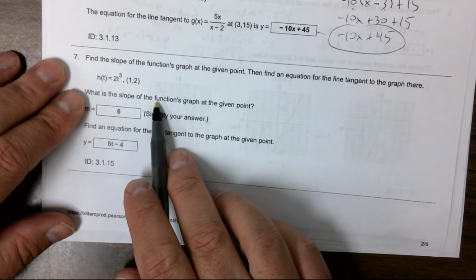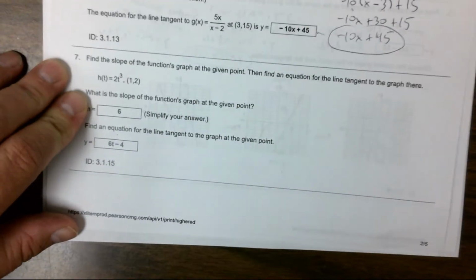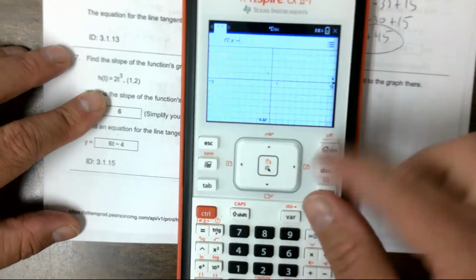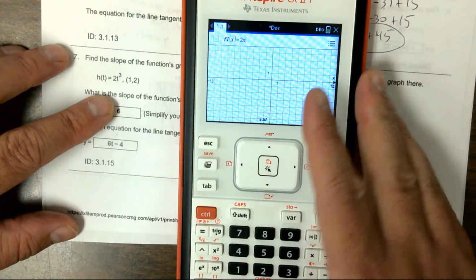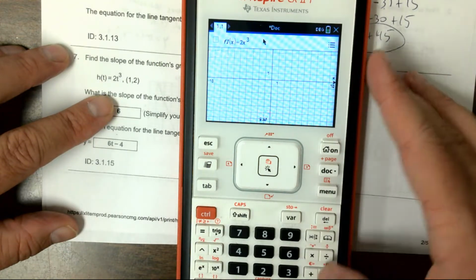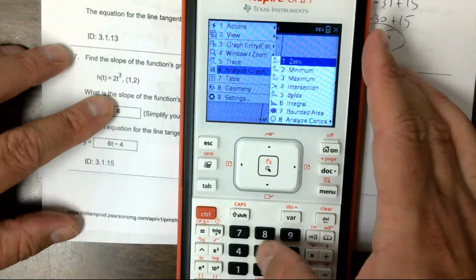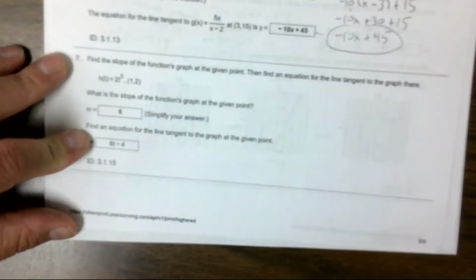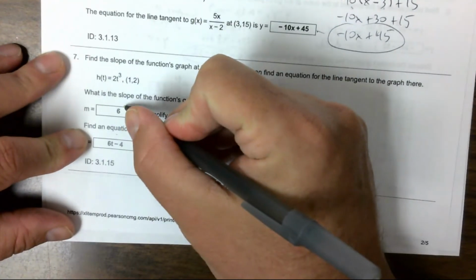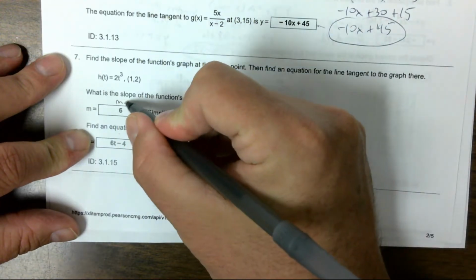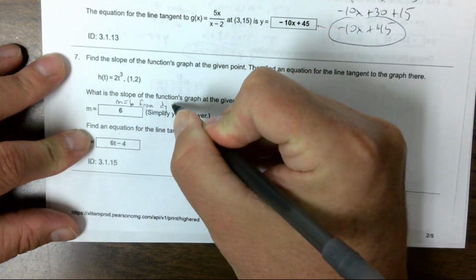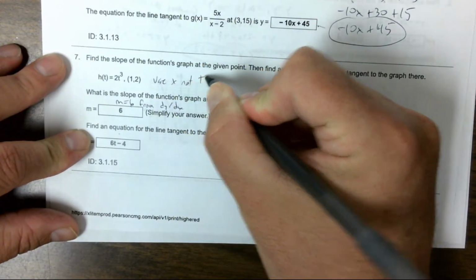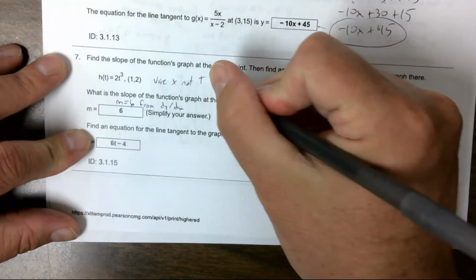On this one, doing our graph, remember to not use t in the calculator, use x. Answer 6. M equals 6. From dy dx. I also said use x, not t, on your calculator.